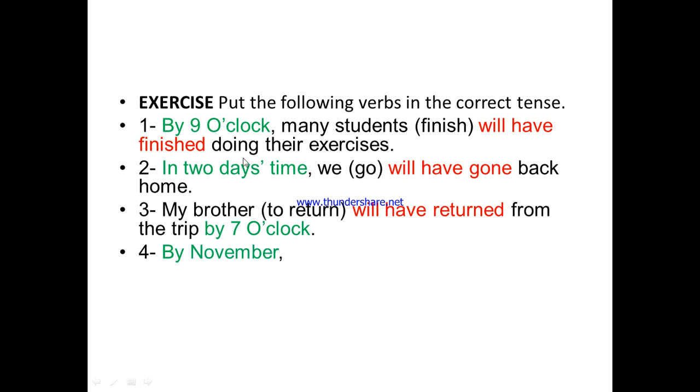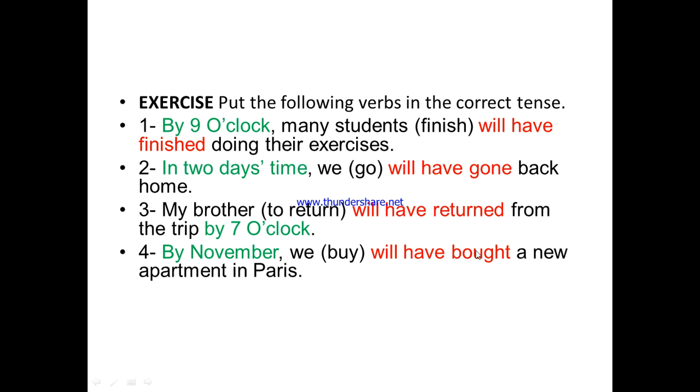المثال الموالي the next example، by November يعني من هنا إلى شهر November، we will have plus past participle a new apartment. سوف نكون قد اشترينا منزل جديد. يعني قبل أن يأتي نوفمبر، سوف نكون قد اشترينا شقة في باريس in Paris. Okay. So يعني هنا سوف نشتري شقة وعندما يأتي شهر نوفمبر سيجدنا قد اشترينا الشقة. That's the point. هذه هي الفكرة.